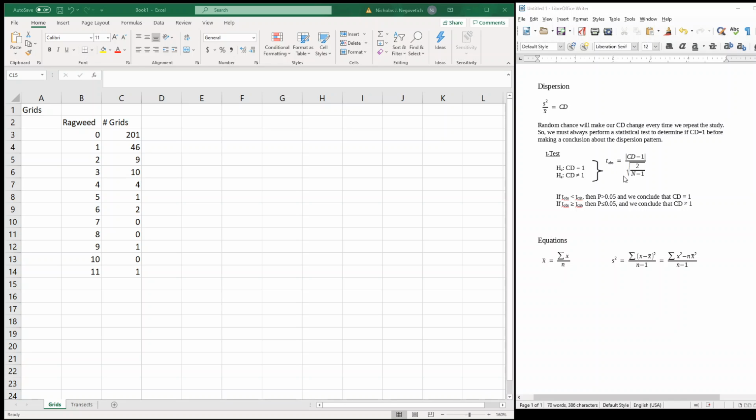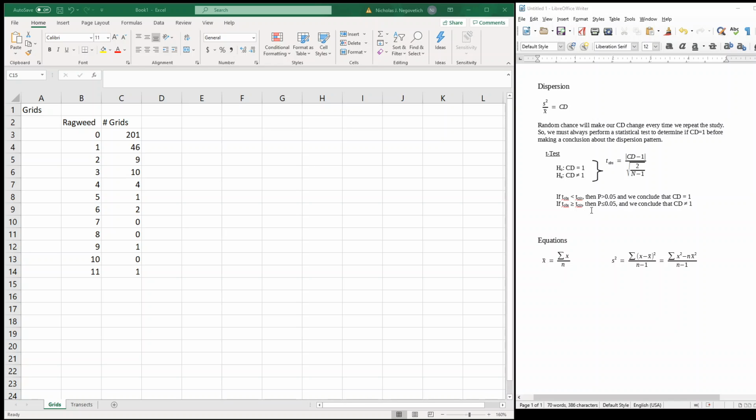When we calculate this t-observed, we are going to compare it to a critical value that we pull from a table. If our t-observed is less than that critical value, then our p-value will be greater than 0.05, and thus we conclude that the coefficient of dispersion is equal to 1. If our t-observed value is greater than or equal to that critical value, then our p-value will be less than or equal to 0.05, and we conclude that the coefficient of dispersion is not equal to 1.